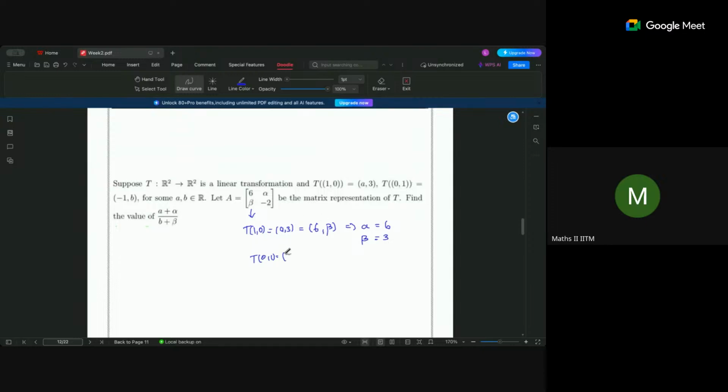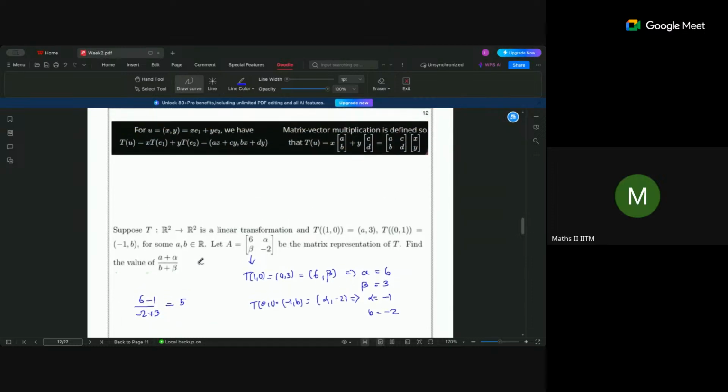It is given as minus 1, 1, comma b, and here it is given as alpha comma minus 2. So you can see that alpha is minus 1, and b is minus 2. Okay. So now quickly calculate this value and tell me: a plus alpha, b plus beta. The answer is 5. All right.